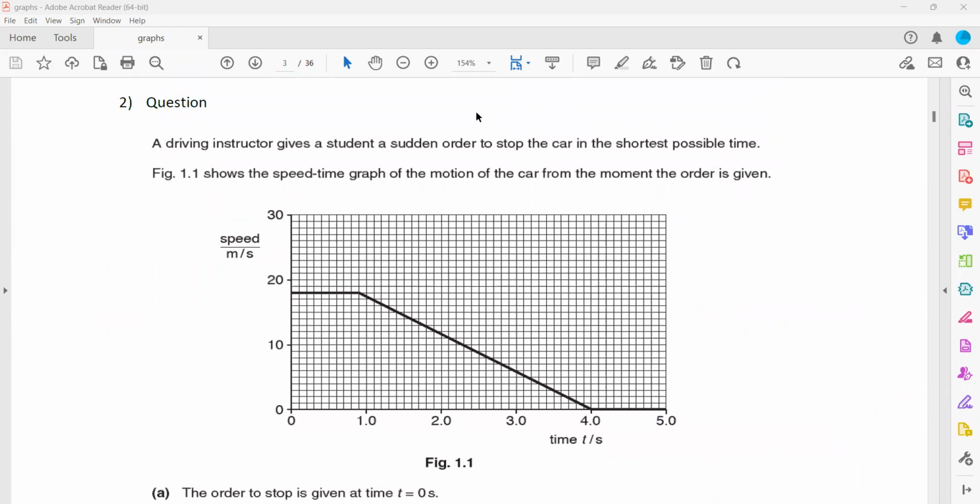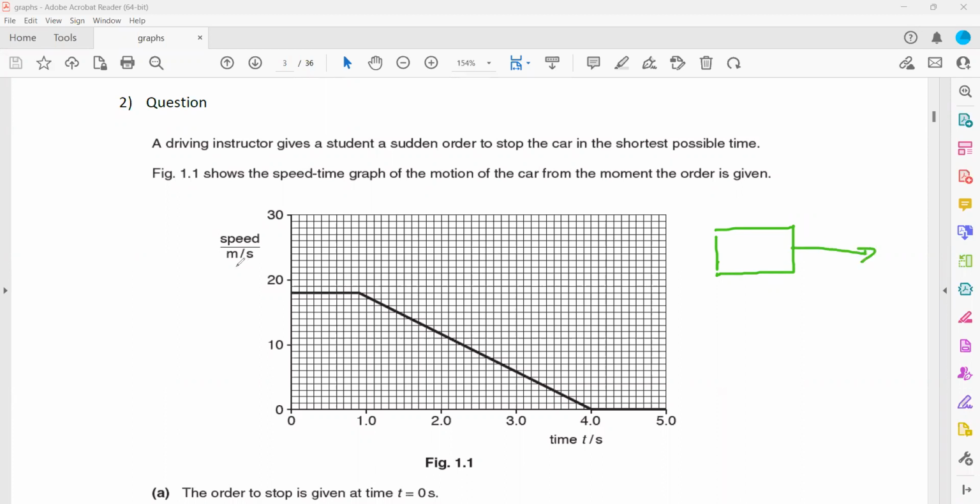A driver gives a student a sudden order to stop a car in the shortest possible time. Figure 1.1 shows a speed time graph for the motion of a car. For example, if there's a driver and the instructor in the same car, when the instructor tells the driver to stop the car, the driver will take time to react and press the brake. As a result, the speed won't change for some time.